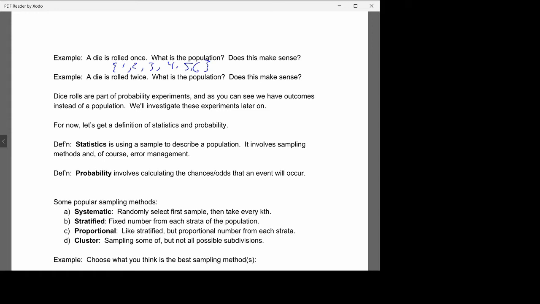And what if you rolled it twice? Then what's the population of 2 dice? Well, you've got roll 1, and we'll do this later on. I'm just trying to introduce this so you're familiar with it. For roll 1, you could have 1 through 6. And for roll 2, you could have 1, 2, 3, 4, 5, 6. And that means, if you kind of look at this, we could draw what we call the sample space over here.